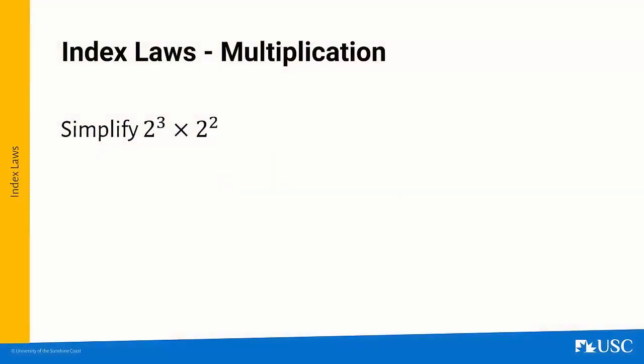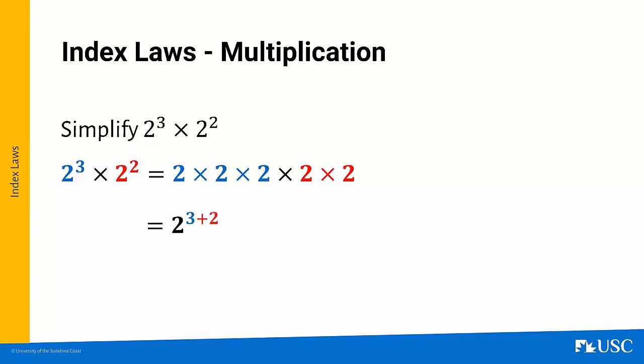Can we simplify 2 to the power of 3 times 2 to the power of 2? 2 to the power of 3 is 2 multiplied by itself 3 times, and 2 to the power of 2 is 2 multiplied by itself twice. So we have 3 lots of 2 and 2 lots of 2 being multiplied. So we have 5 lots of 2 being multiplied altogether. We can see that all we had to do was add those two indices.